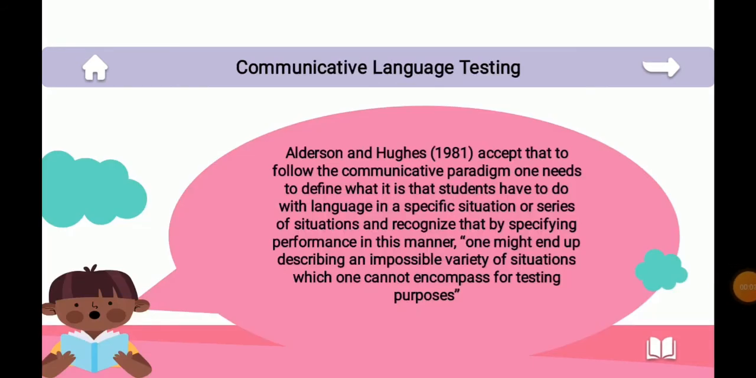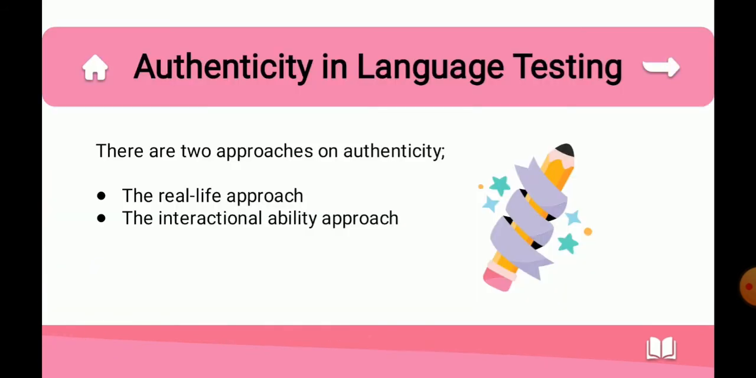And the next, I would like to explain about communicative language testing. Alderson and Nahas, 1981, accept that to follow the communicative paradigm, one needs to define what it is that students have to do with language in a specific situation or series of situations, and recognize that by specifying performance in this manner, one might end up describing an impossible variety of situations which one cannot encompass for testing purposes. Authenticity in language testing: there are two approaches on authenticity. The first is the real-life approach and the second is the interactional ability approach.